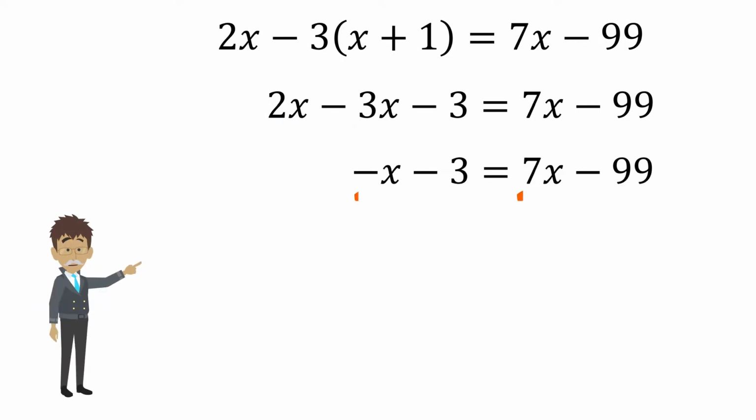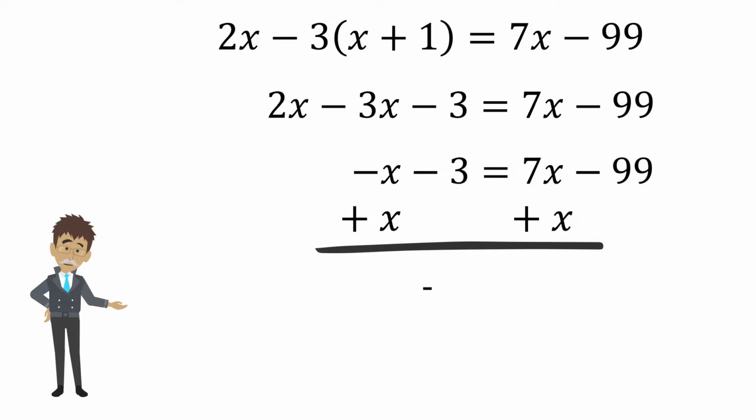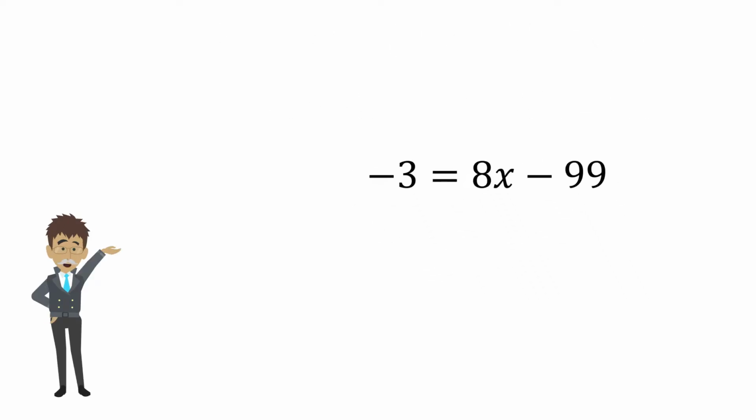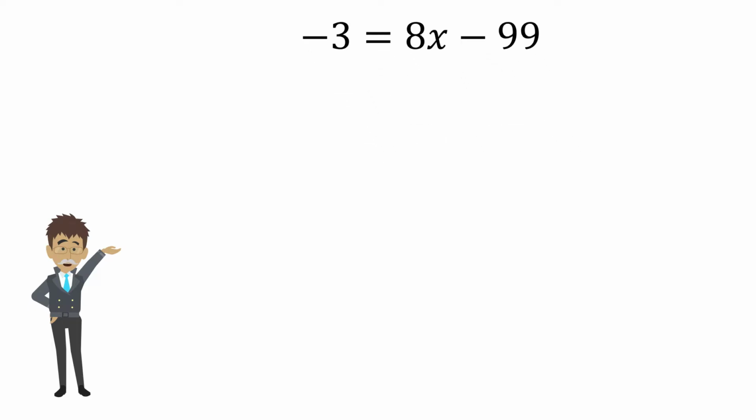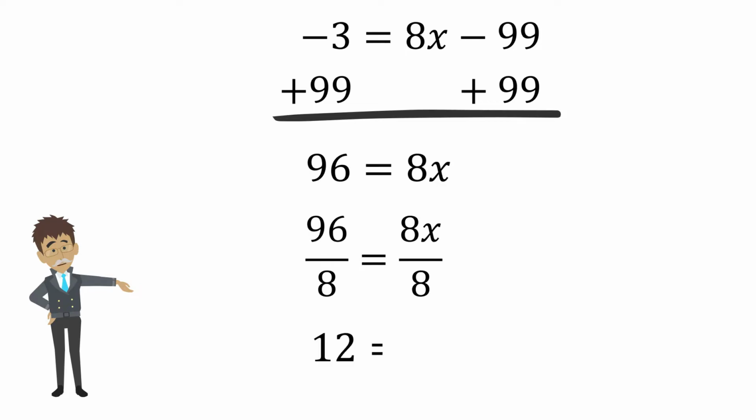Select a side to have your variable and use opposite operations to move the variable to one side. A variable can only be removed from one side by adding or subtracting it. At this point, you should have a two-step equation. Remove the constant by adding 99 to both expressions. To isolate the variable, remove the coefficient by dividing both sides by 8.